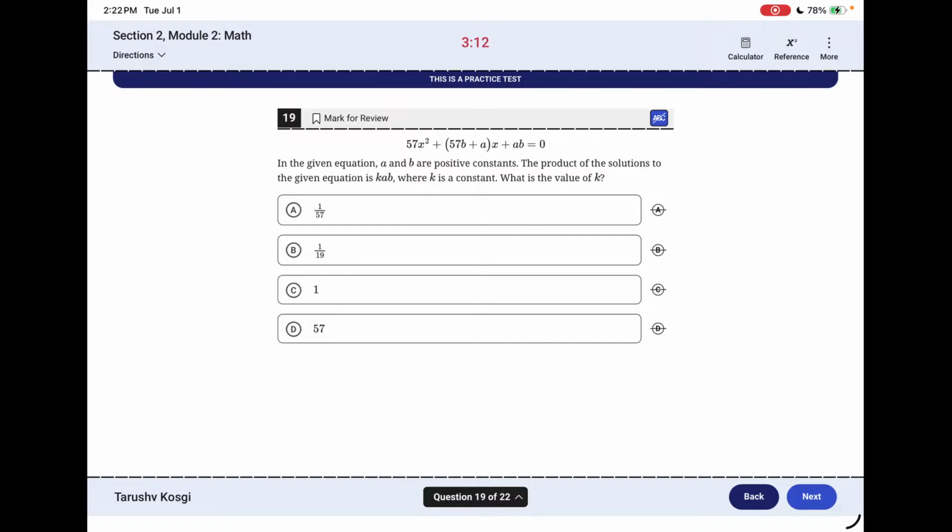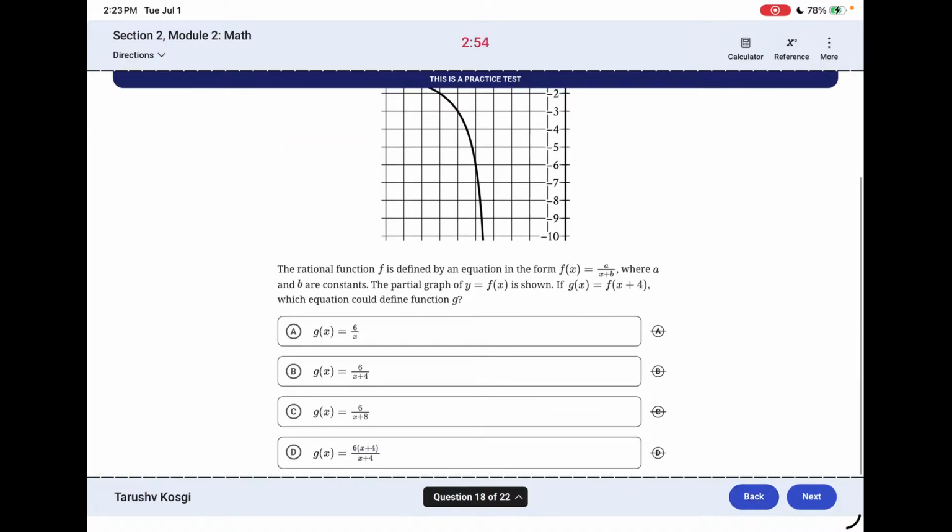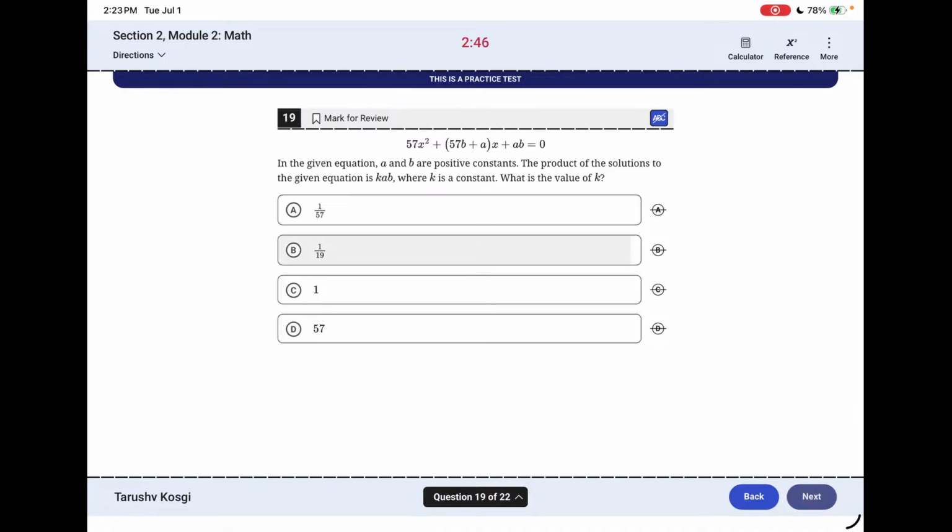In the given equation, A and B are positive constants. The product of the solutions of the given equation is KAB, where K is a constant. What is the value of K? What? Yo guys, what is this? What is this practice test? I'm just gonna choose something at random. But like realistic, so 1/57 or 57.